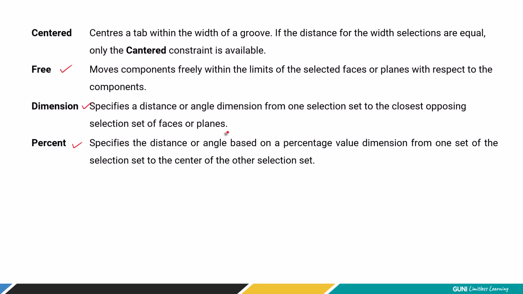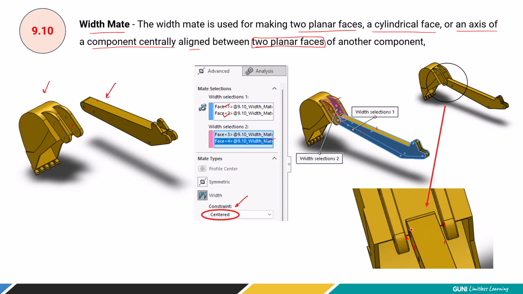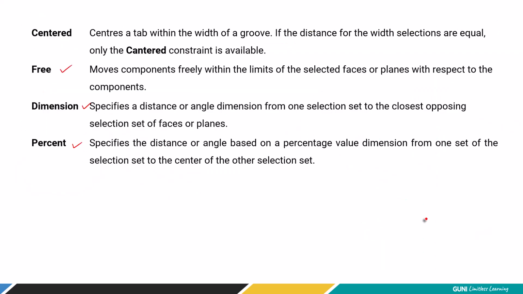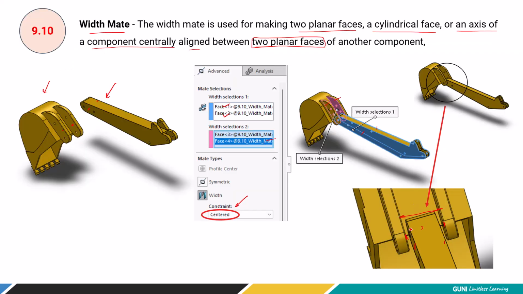Free means when I drag this, the second component will move within this range. For the other options, dimension and percentage, when you apply, say, 5 mm, the 5 mm distance will be left from the selected surface and the component positions. It's the same thing for the percentage.